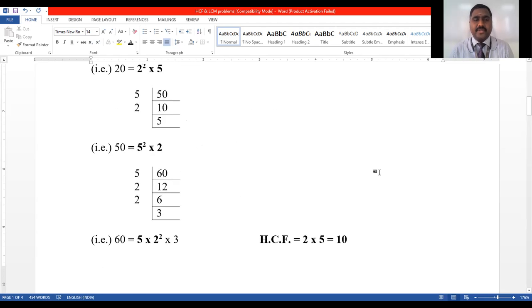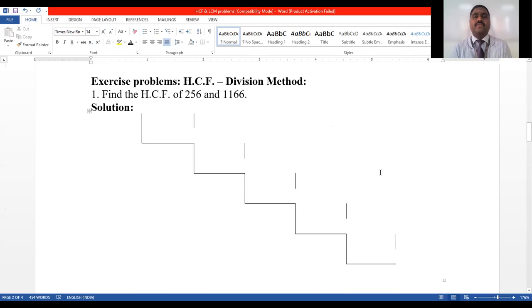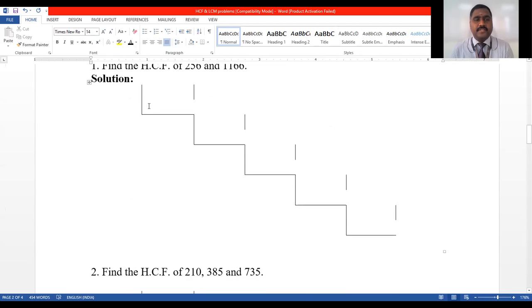Next, the second method I told you, right? There is a second method called division. In the division method, what I told you, you have to divide the highest number by the lowest number until you get 0. You should keep on dividing, whatever remainder you get, that remainder should be divided by the previous divisor, until you get 0. Now I'll explain how to calculate the highest common factor by using the division method.